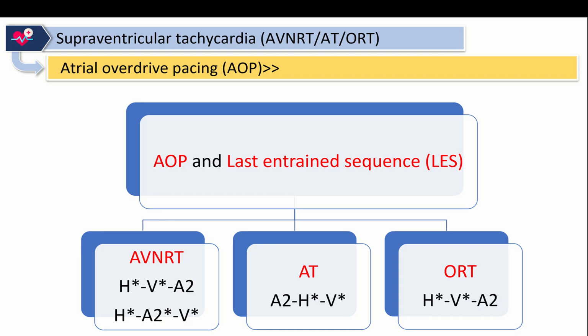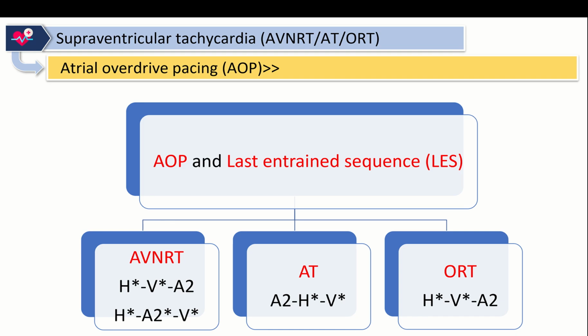What happened at the early atrial activation sequence, AHV? What about the sequence? Definitely in atrial tachycardia it will be orthodromic conduction, and the sequence will be A2 then HV, 100%. If the response is AHV, I'm dealing with a case of atrial tachycardia. In orthodromic reciprocating tachycardia, it will be HVA2.